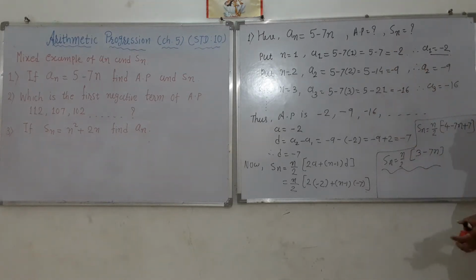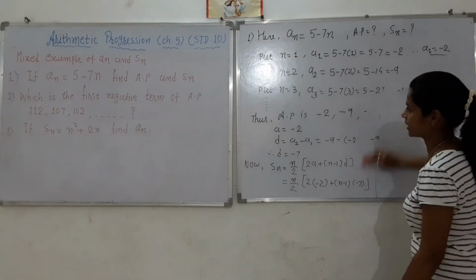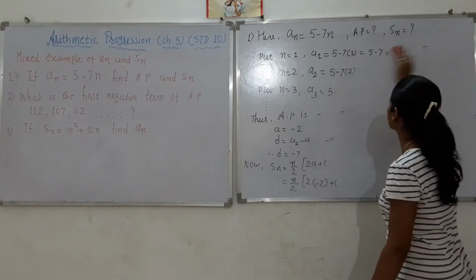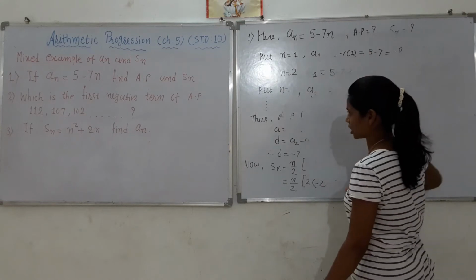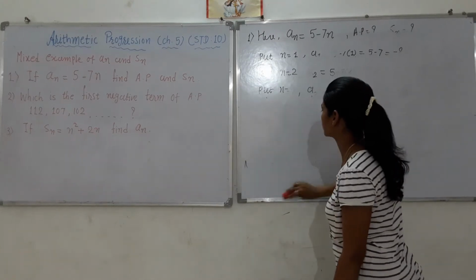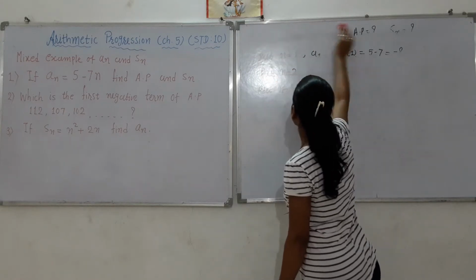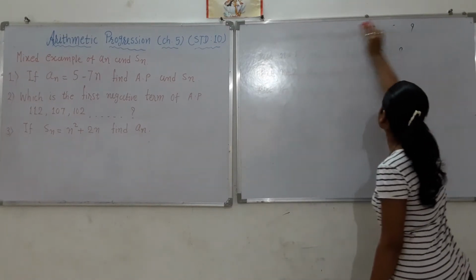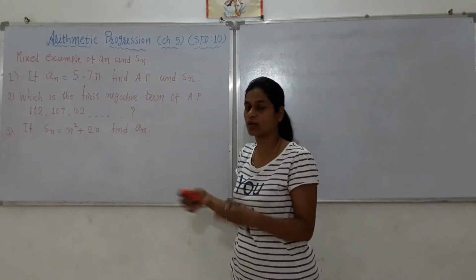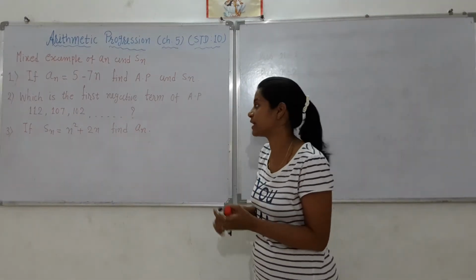Now consider the second example. In this second example, read the question carefully. Which is the first negative term of the arithmetic progression 112, 107, 102, dot dot dot? That means you want to find which first term is negative. In this arithmetic progression we have so many negative terms, but you want to find which first term is negative.